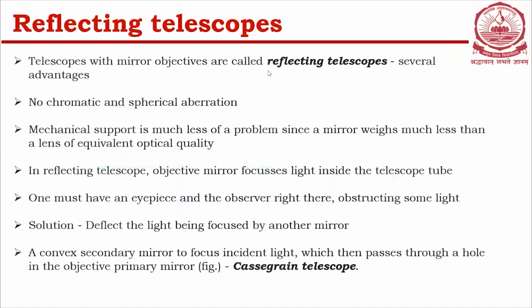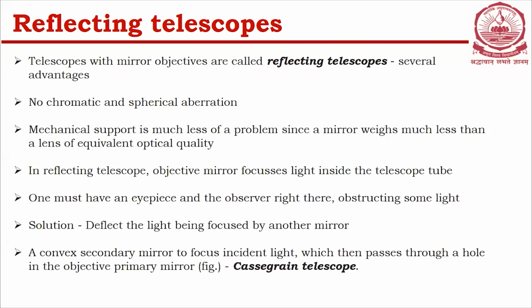So you can see the advantages of reflecting telescopes: no chromatic or spherical aberration, and the mechanical support is also less of a problem, because alignment is also a problem in the case of lenses. So usually people prefer reflecting type telescopes. Even when you come to Amrita, there is a telescope you can look through and see the stars and so on. It's a refracting type telescope. But for reflecting type telescopes, you need a huge concave mirror.